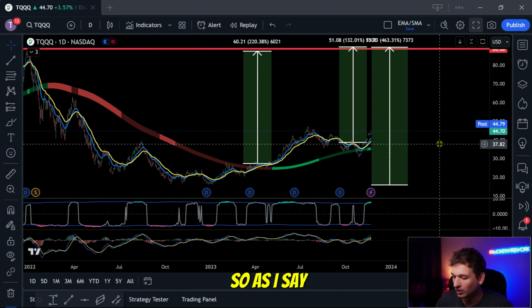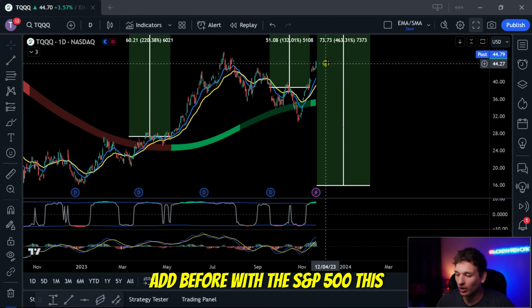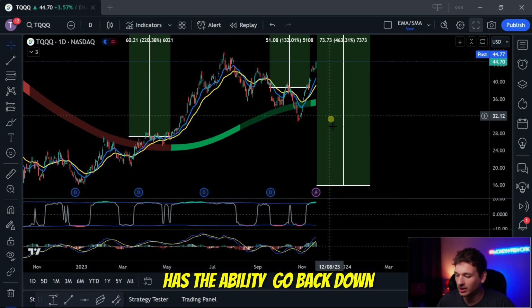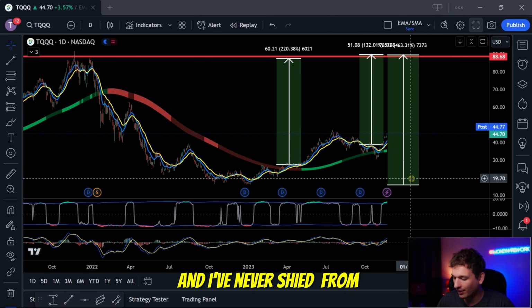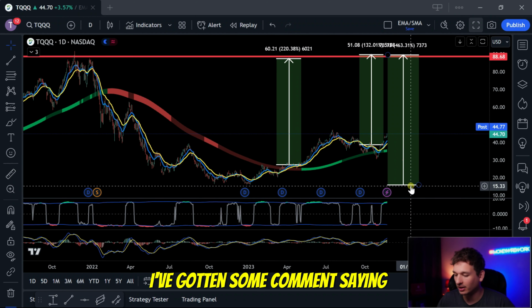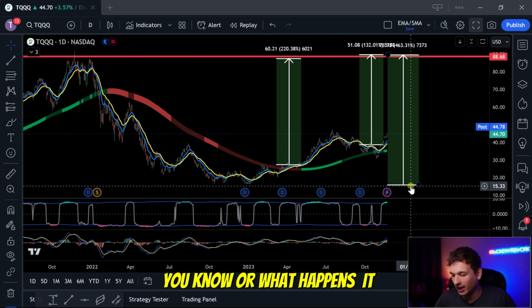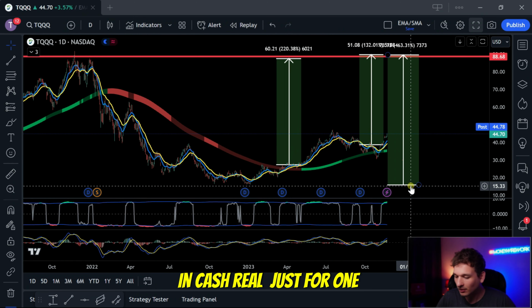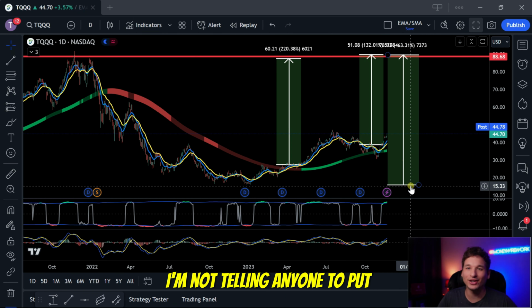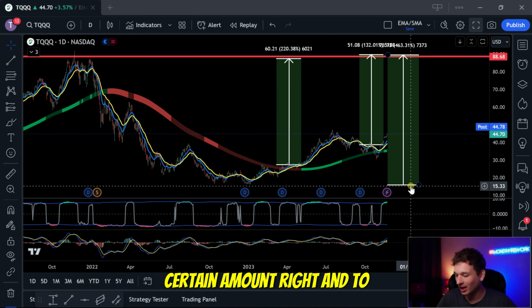Okay. So as I said before with the S&P 500, this has the ability to go back down. I've never shied away from that. I've gotten some comments saying, oh, what happens if it goes down? You're just going to be burning cash. Well, real quick, just for one, I'm not telling anyone to put in their entire account. Have a certain amount, right?